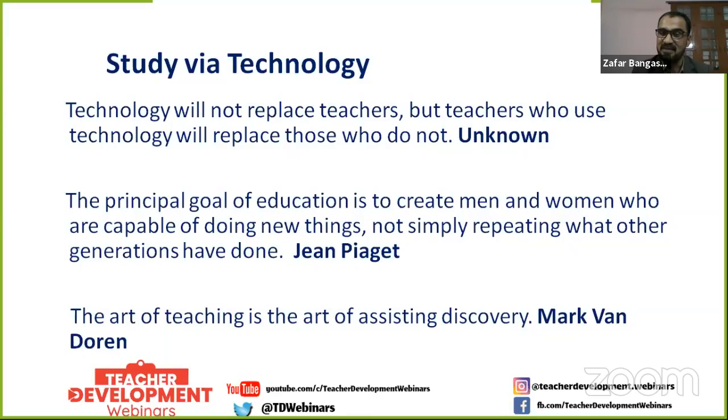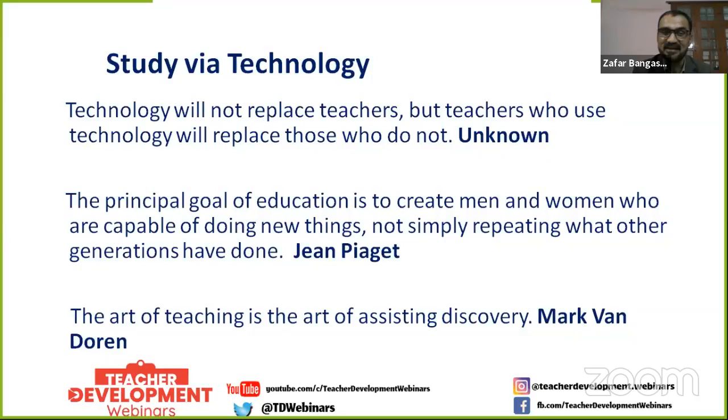Jean Piaget, a famous educationist, says the principal goal of education is to create men and women who are capable of doing new things, not simply repeating what generations have done. So by this, what does Jean Piaget mean? He means that we should look for innovations, new ideas, and new thoughts in order to bring revolution, in order to bring change.